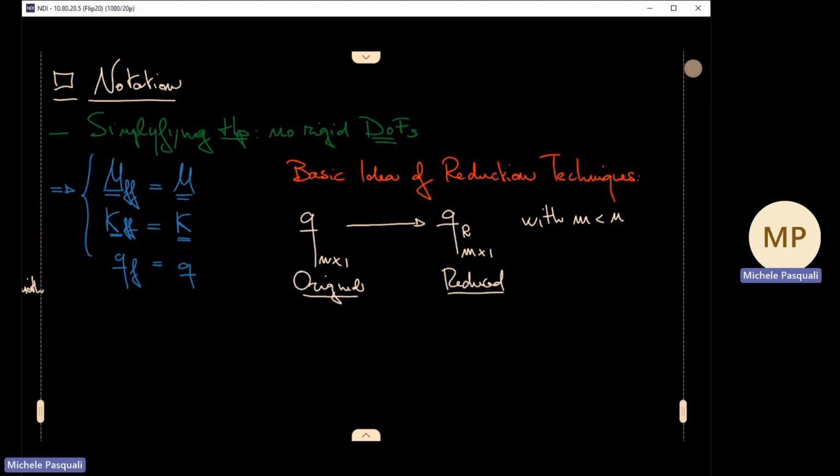And the idea is to express this through a relationship so that our Q, which is n times 1, is equal to a matrix R applied over the Q_R. This is m times 1, so this is n times m. Okay? So this is the reduction matrix. Okay, so this is in time.